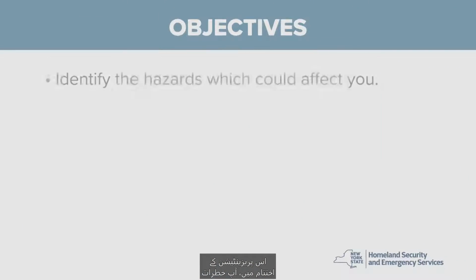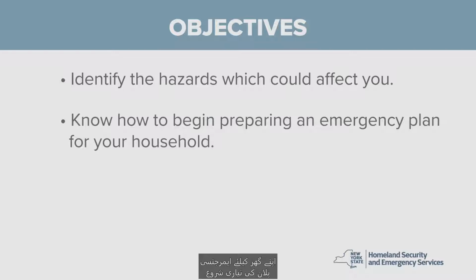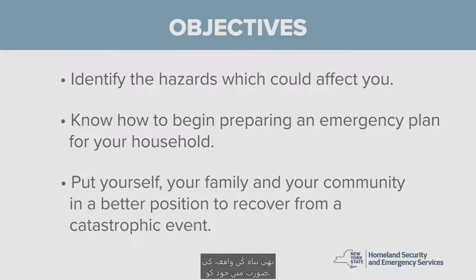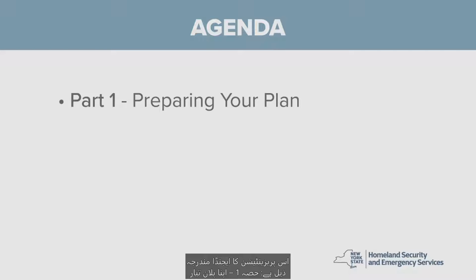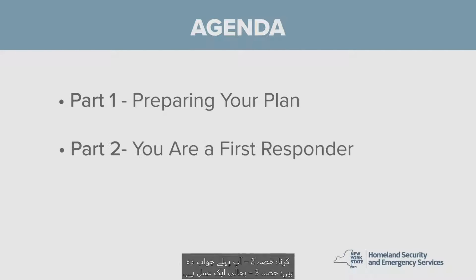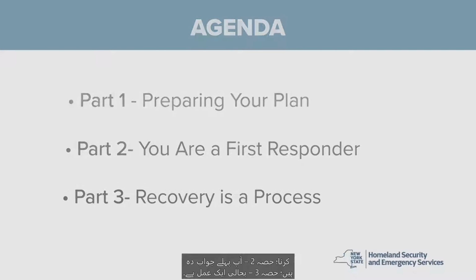By the end of this presentation, you should be able to identify the types of hazards which could affect you and your family, know how to begin preparing an emergency plan for your household, and know how to put yourself, your family, and your community in a better position to recover from a catastrophic event. The agenda for this presentation is as follows. Part 1, Preparing Your Plan. Part 2, You are a First Responder. Part 3, Recovery is a Process.